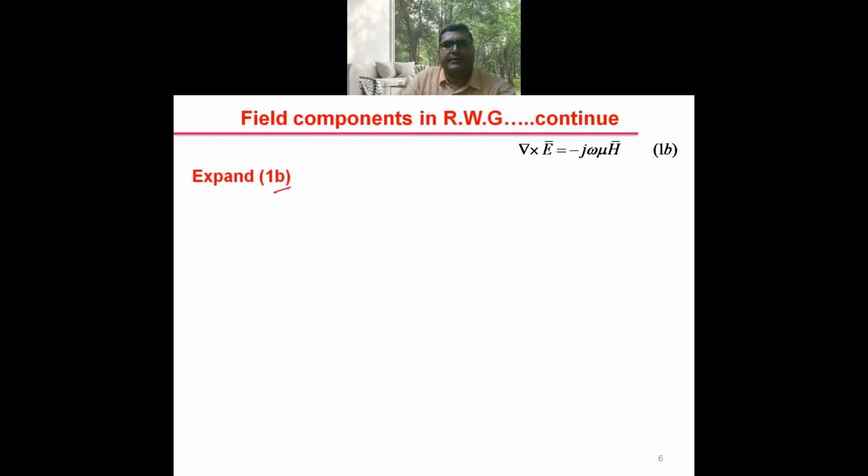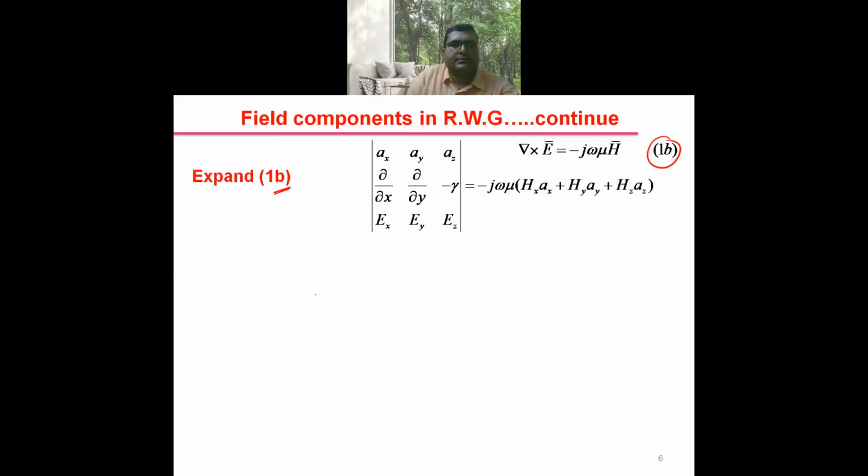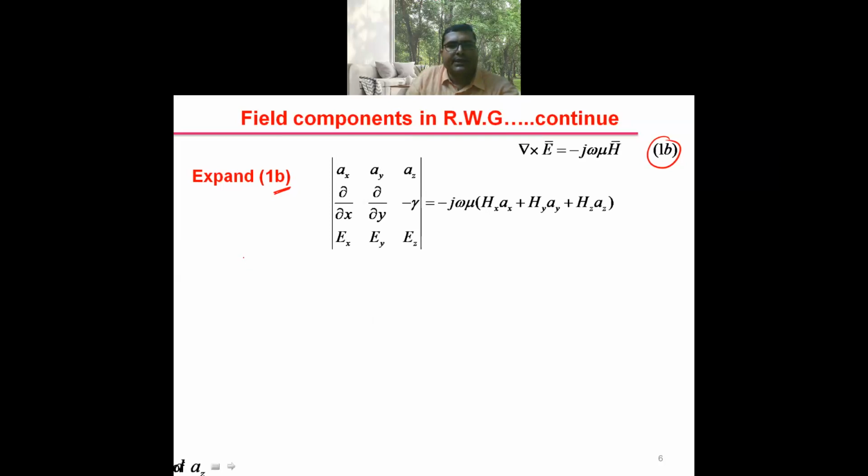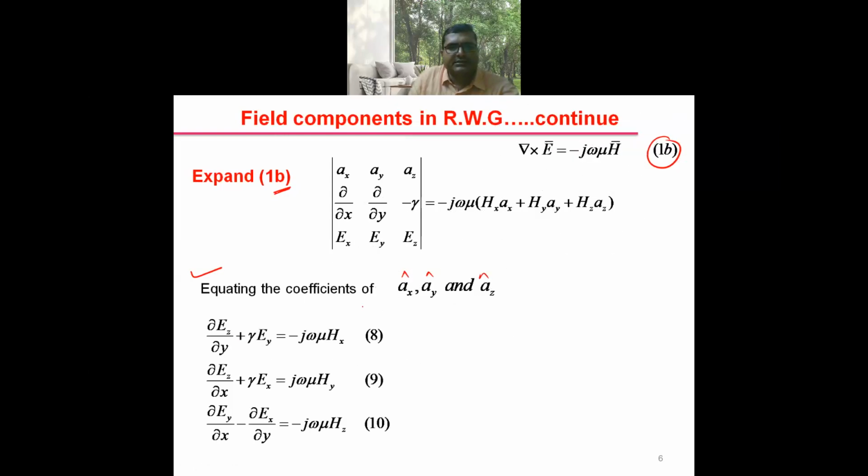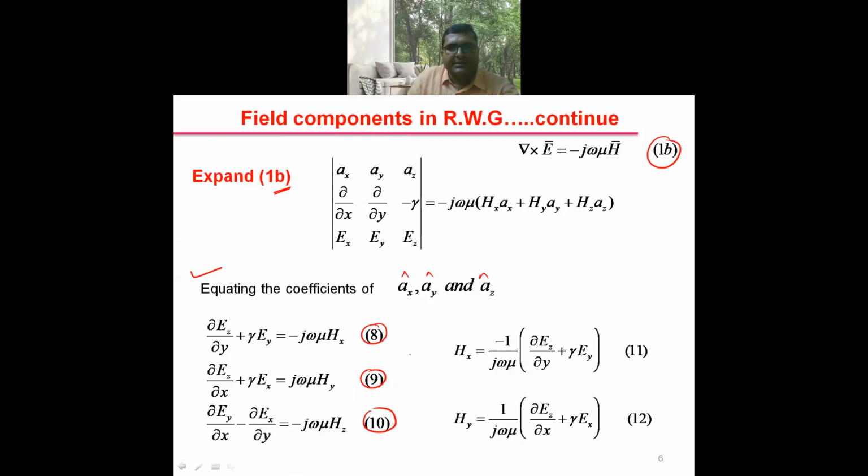Expand 1b. Expanding 1b and equating the coefficients of ax, ay, and az, we get the equations 8, 9, and 10 respectively. From equation 8, we can separate Hx, which is given as equation 11, and from 9, we can separate Hy, which is given as equation 12.